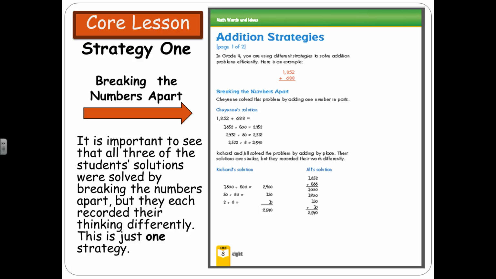Strategy 1, breaking the numbers apart. It is important to see that all 3 of the students' solutions were solved by breaking the numbers apart, but they each recorded their thinking differently. This is just one strategy. In strategies that involve breaking numbers apart and then adding the parts, students use their understanding of the ways in which numbers can be decomposed to solve the problem.